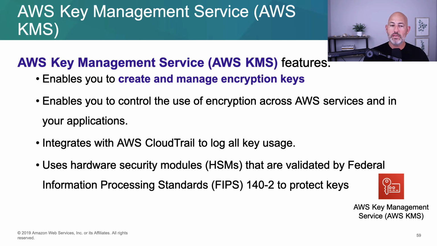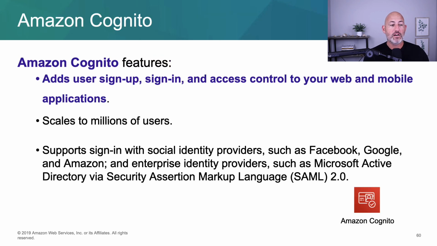So this is a really good idea as well if you're working somewhere where they have a high degree of data governance requirements, that you would actually control the use of encryption across AWS services, integrate with AWS CloudTrail to log it, and then make sure your hardware security modules are validated by Federal Information Processing Standards 140-2 to protect the keys.